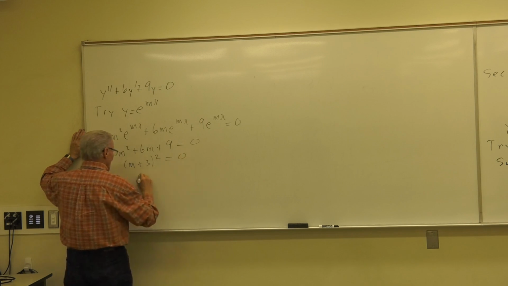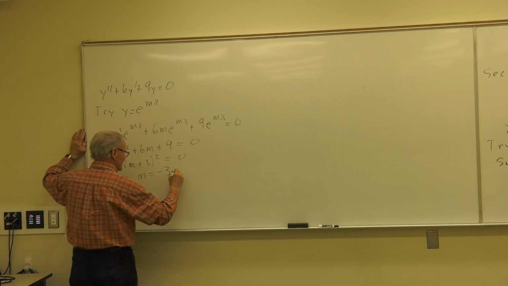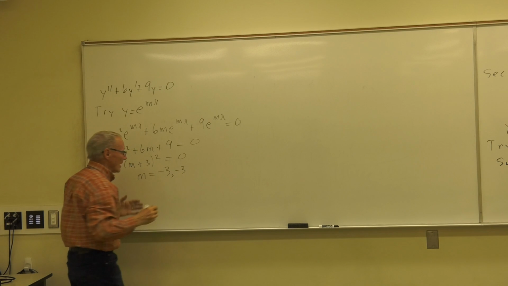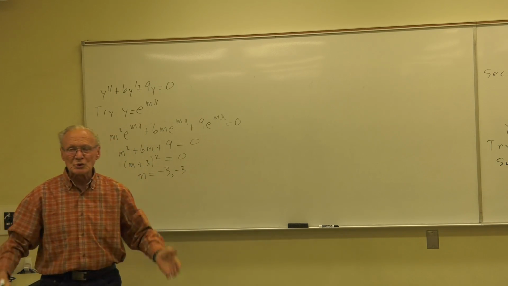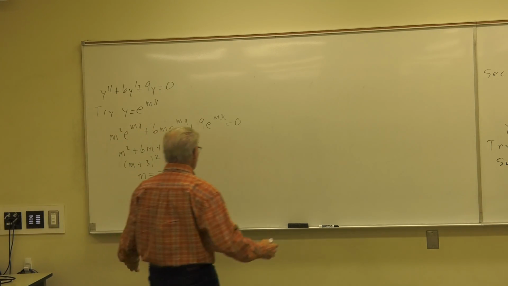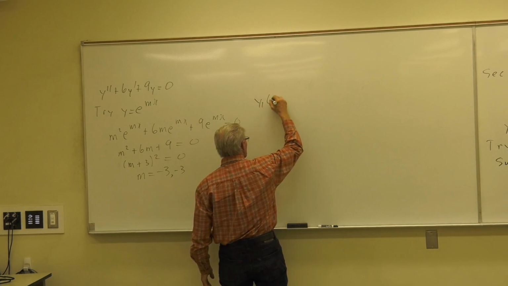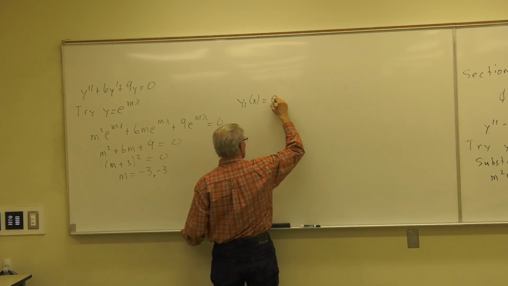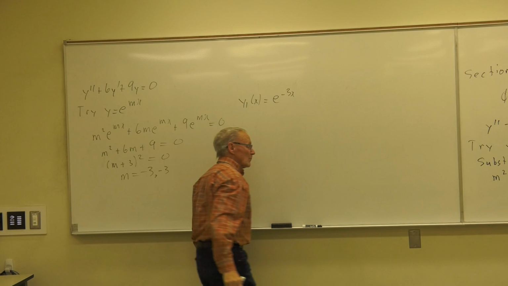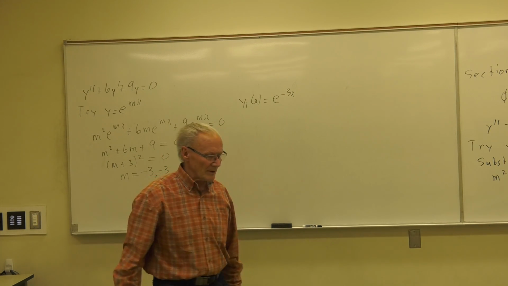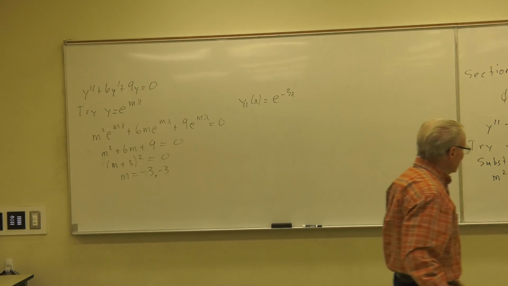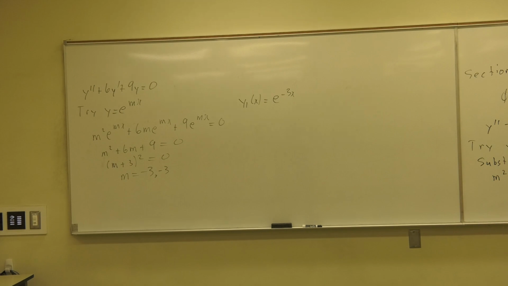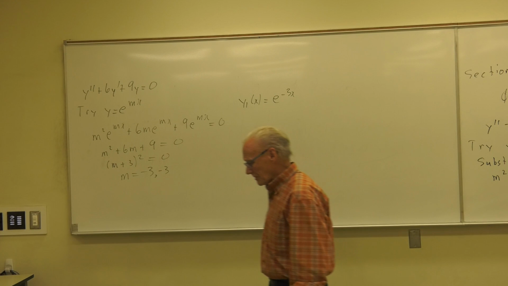Uh-oh. I'm only going to get one solution, in terms of m, with multiplicity 2. And so all we get then is one solution, e to the minus 3x. And we don't have a second one. Darn. It didn't work. So I've got to find another solution.